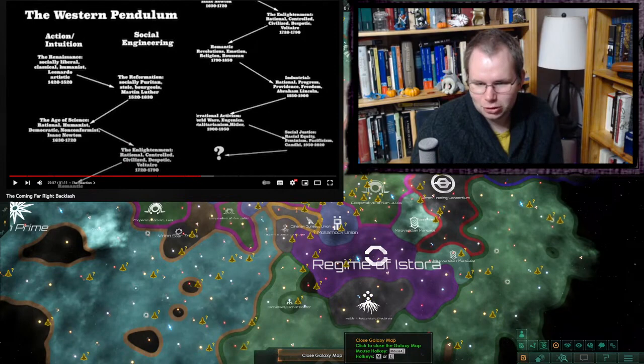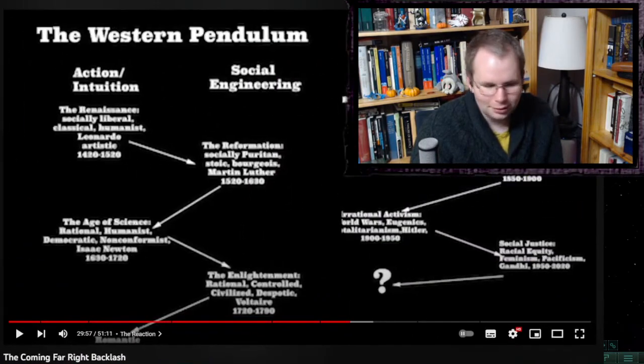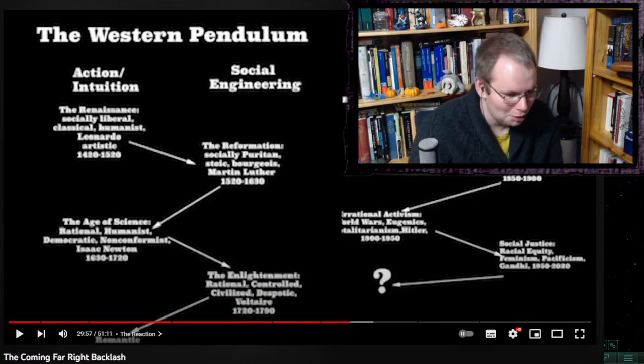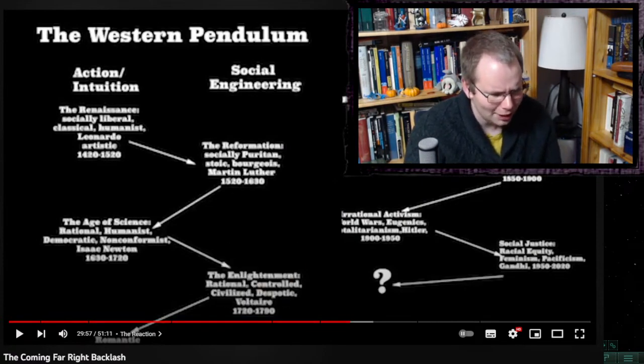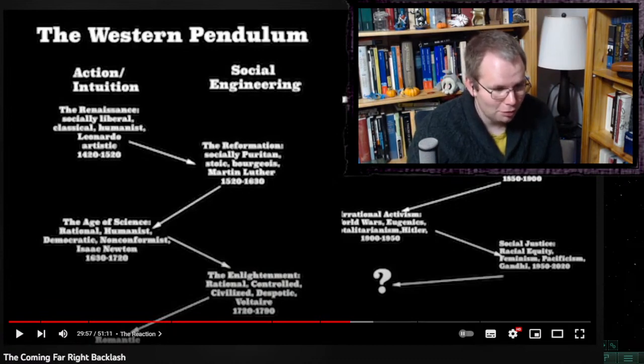Here, you can't see this. It's too small. Look at the bottom part of this. The Age of the Sciences, that was one side of the pendulum, and then we swung to the Enlightenment against the Age of Science? And then we swung from the Enlightenment to the Romantic. Revolutions, emotion, religion, and Rousseau? What?